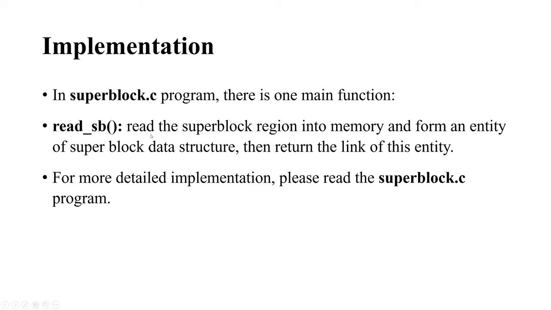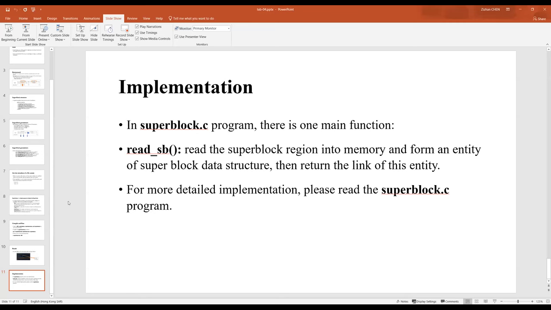For the read subblock, we will firstly malloc, allocate a space in the memory and read the subblock region into the memory. And then we form an entity of the subblock data structure. And finally, we return the pointer of this entity. For more detailed information, I will do the experiment in the next step and show how we implement this function. Okay, so this is all about the slides. So let me do the experiment together with you and show how we implement this in the C program.